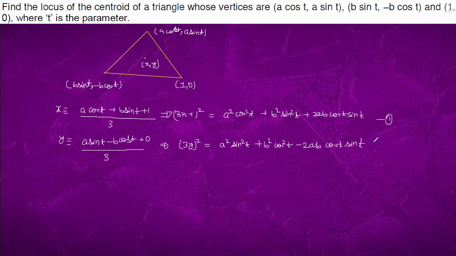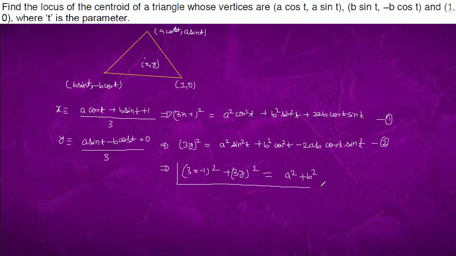We'll add equation 1 and 2. We will get something like (3x minus 1) whole square plus (3y) whole square equals to A square plus B square. So this is the final locus.